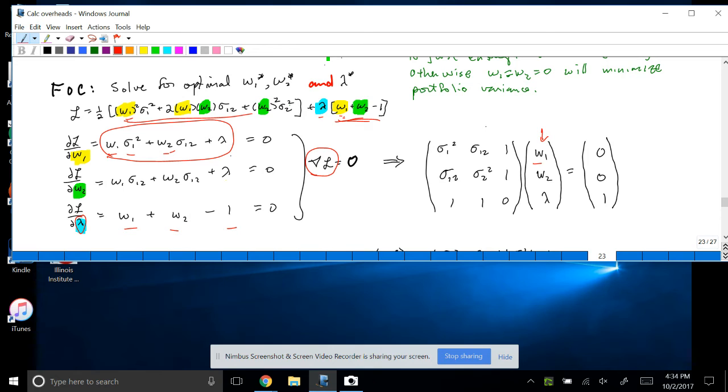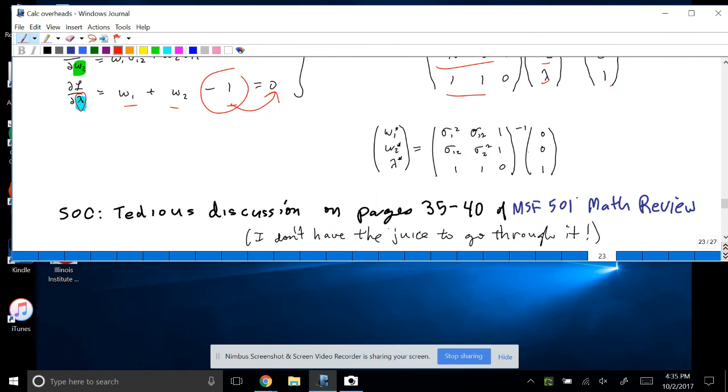This expression right here will be the variance of 1 times W1, the covariance of 1 and 2 times W2, and 1 times lambda. And we do the same thing with the second equation and the third equation. And these values over here, bring the 1 over there, will equal 0, 0, and 1. So we can just invert this matrix on both sides and solve for W1, W2, and lambda. It's easy enough to do that.